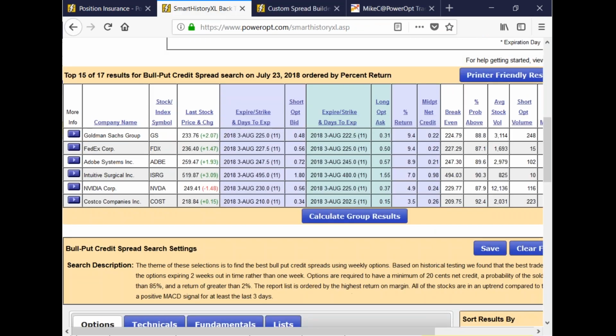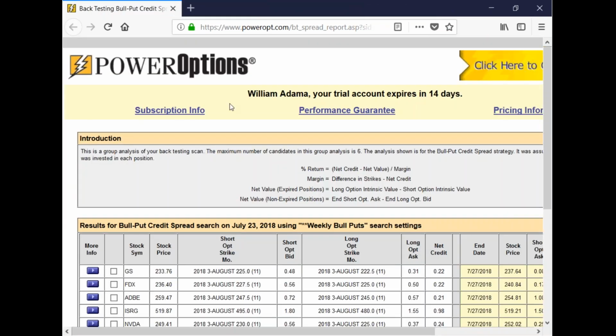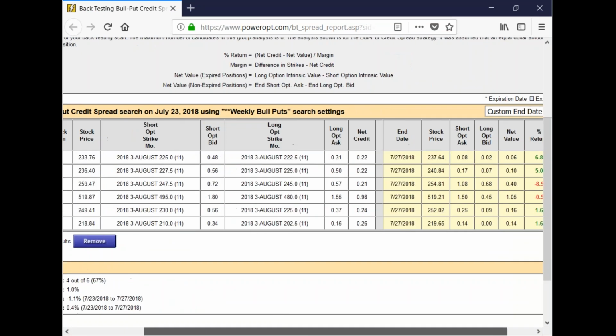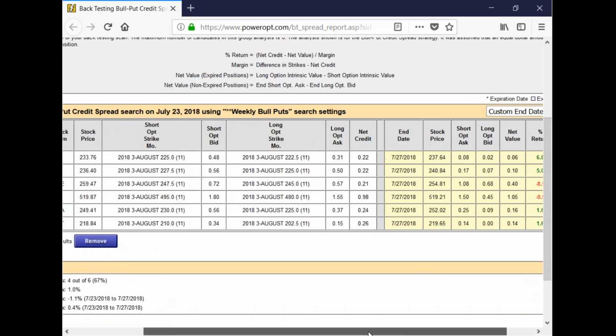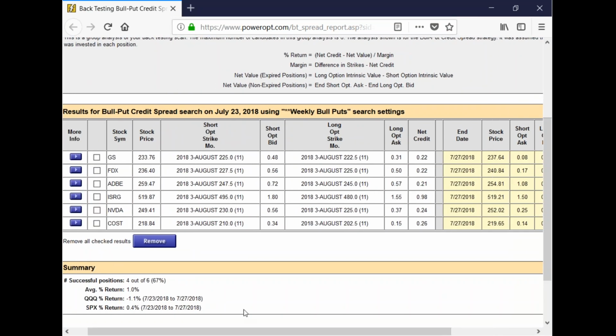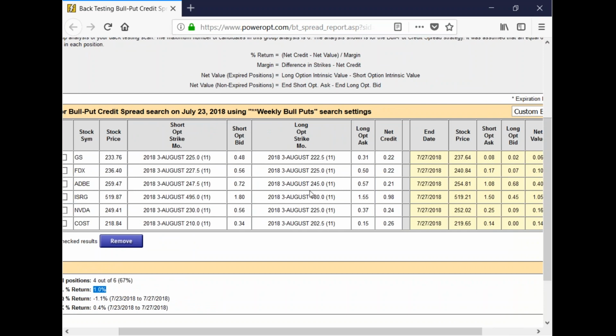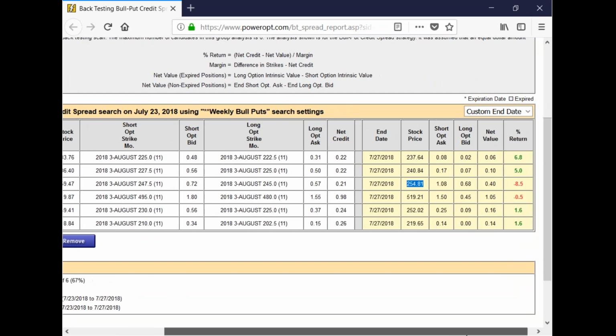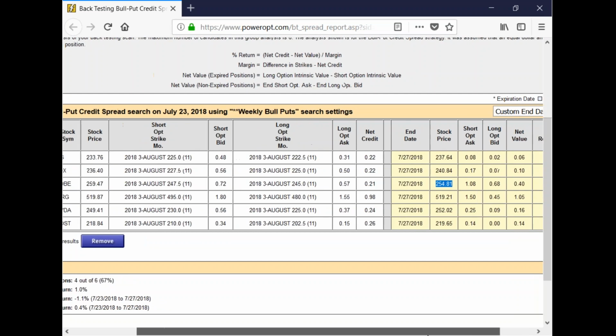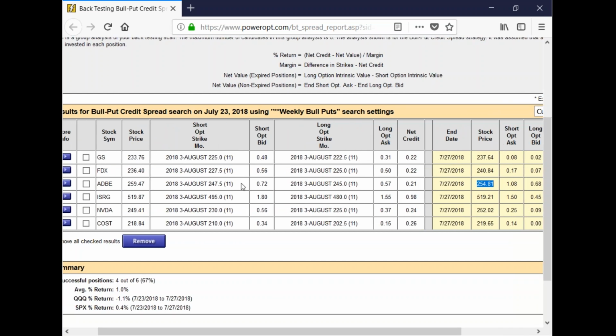Oh, sorry. So let me find our report here. It's still loading. There it goes. Okay, so of our 6 trades, right now 4 out of 6 are successful and are an average return of about 1%. We're losing on the Adobe 247.5, 245, because the stock's at 254.81. But that's not a loss. Okay, it's at a loss right now if I liquidated, but the stock's still above my upper strike price, so this could still expire worthless.